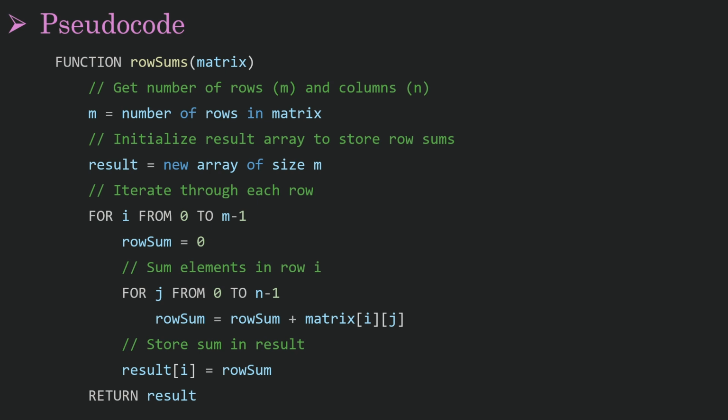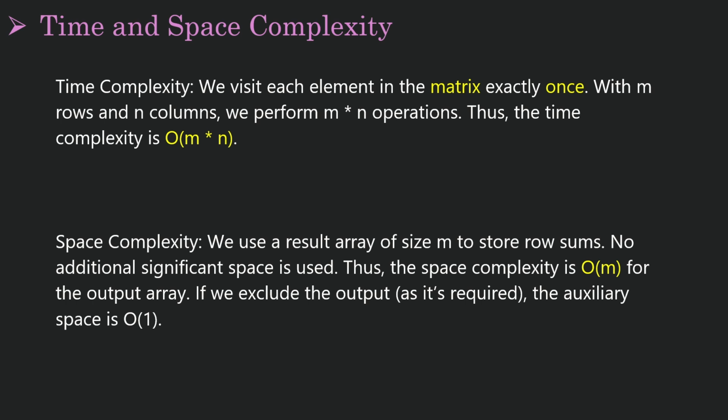Iterate through each row. For i from 0 to m minus 1: rowSum equals 0. Sum elements in row i. For j from 0 to n minus 1: rowSum equals rowSum plus matrix[i][j]. Store sum in result: result[i] equals rowSum. Return result.